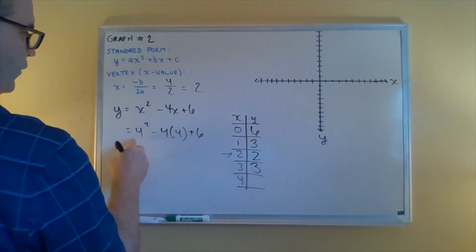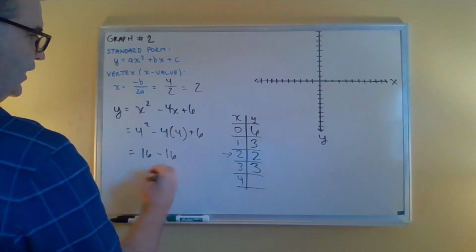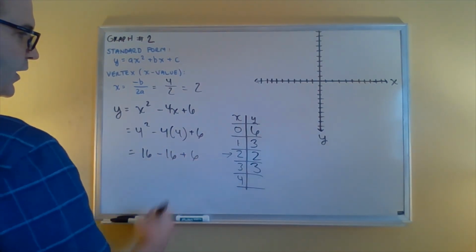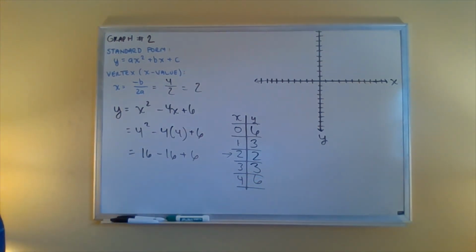Well, 4 squared is 16. 4 times 4 is 16, so we'll subtract 16. Plus 6, well, 16 minus 16 is 0. Plus 6 is 6. So when x is 4, y is 6.